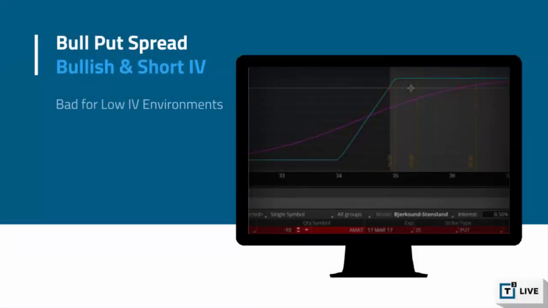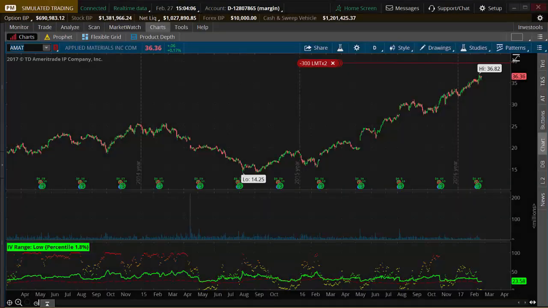Okay, let's take a look at example number 1. In this case, we're going to be using a bull put spread to trade Applied Materials. Basic reason for the trade, it looks like a good solid trend. It's heading up. We're going to try to use that to make some money. Our belief is that this stock is going to maintain its trend and keep going up.